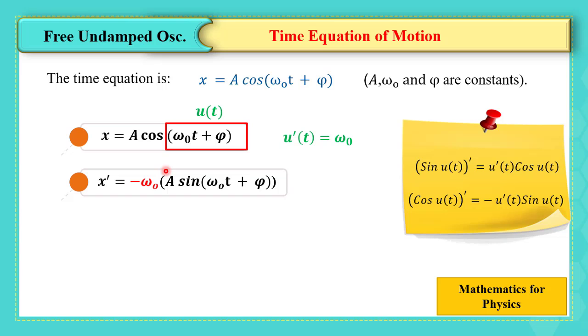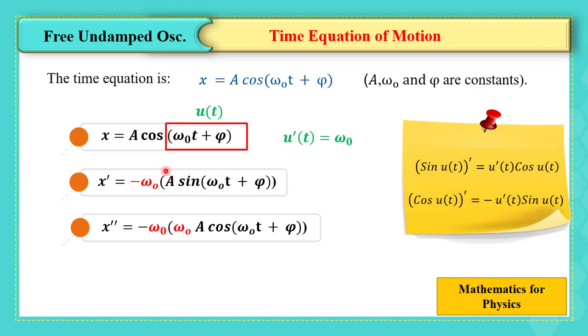Now the derivative of x prime is minus omega 0, which is constant, into the derivative of a sine omega 0 t plus phi, which is omega 0 again, because we are making the derivative of u prime of t, which is omega 0 t plus phi. So omega 0 times a cosine omega 0 t plus phi, because the derivative of sine is cosine. Finally, the answer is minus omega 0 squared a cosine omega 0 t plus phi.